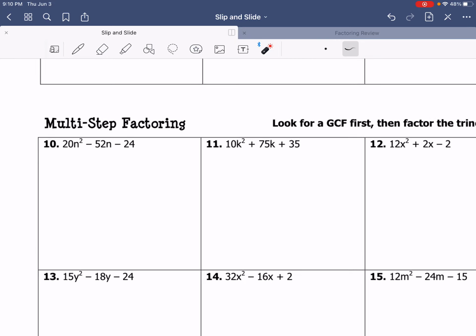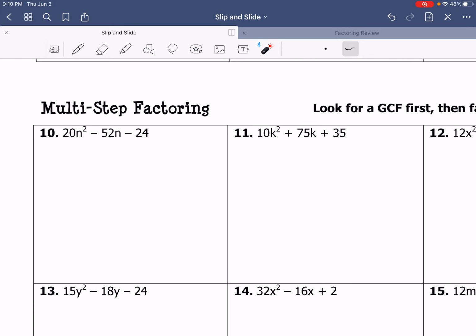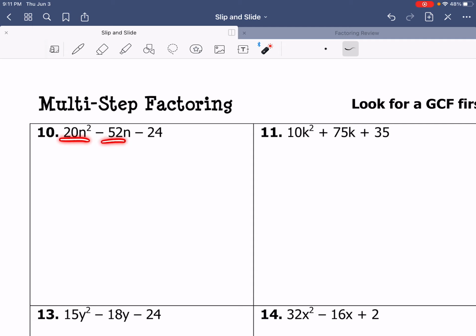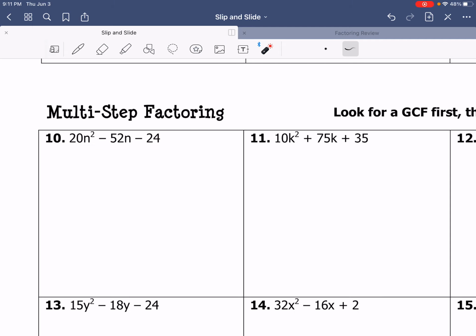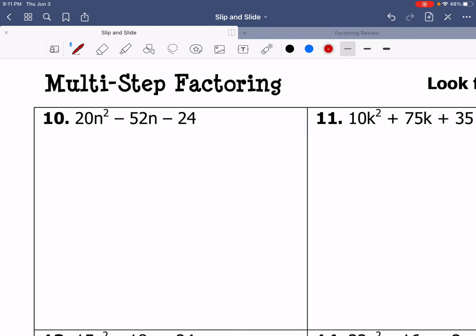Now, multi-step factoring. What if you find a GCF? 20, 52, and 24. Looks like there's going to be a GCF, right? Because everything can be divisible by 2. So there may be a GCF, so let's find it. The smallest number is 20. So let's say what can give you 20. 1 times 20, 2 times 10, 3 does not go in there, 4 times 5, and that's it.